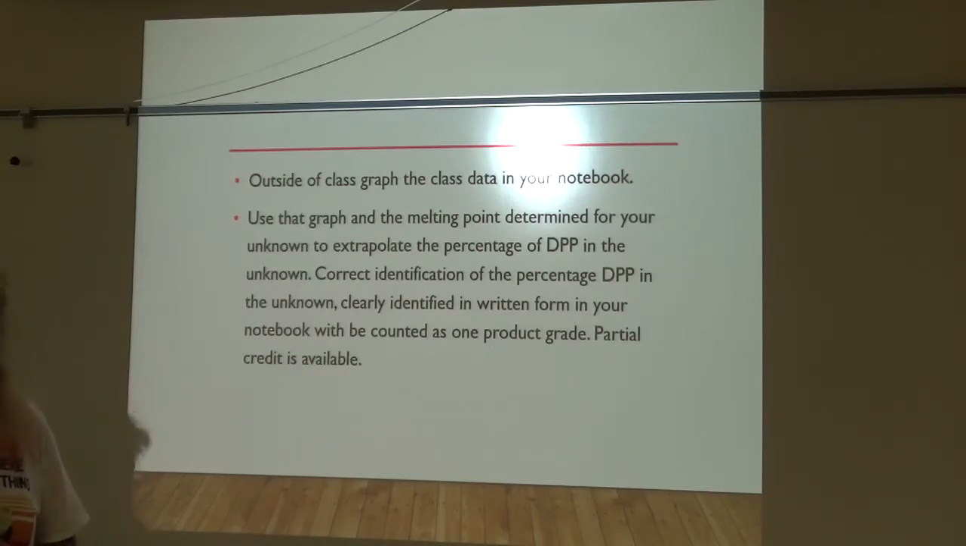Correct identification of the percentage of DPP in your unknown, clearly written in your notebook where I can find it while I'm grading notebooks, is worth 12 points of product grade. The closer you get to the actual percentage of DPP in your unknown, the more of those 12 points you earn. Not having it where I can find it in your notebook results in 0 points. So you really want to make sure you get it written down.